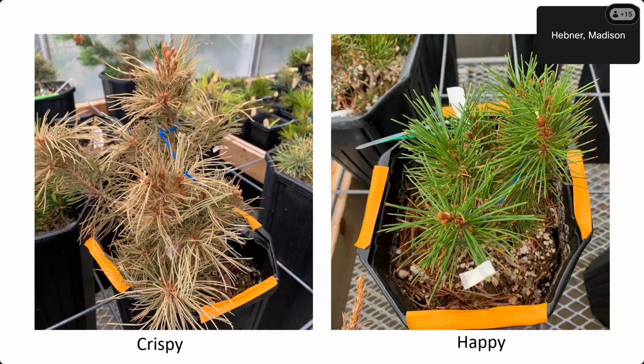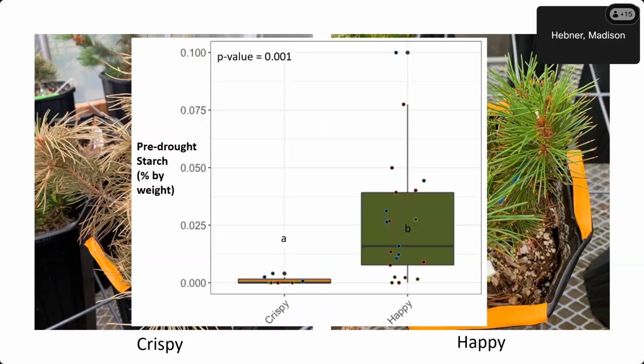Sean measured these carbohydrates, which are products of photosynthesis. They're used for various plant functions, stress resistance, and survival. We measure starches and sugars, these types of carbohydrates, and found that pre-drought starch was a predictor of whether a tree will survive or die during drought, which is pretty cool. Sean found that crispy plants had lower starch pre-drought, and that these happier plants that were able to survive a drought had higher pre-drought starch levels.